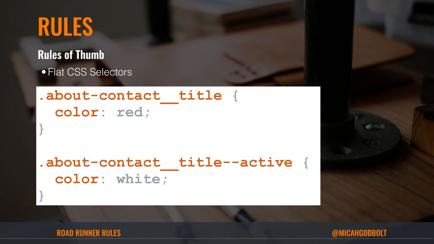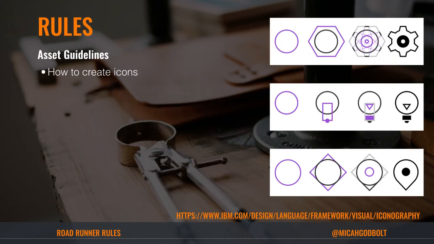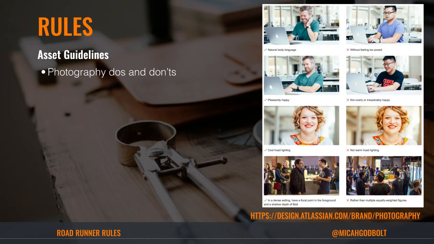Now, there's other types of rules that we might want to bring in, such as asset guidelines, like how do we create our icons? What is the shape? What is the style? What is the feel we're going for? Even inside of our photography, what style of photography are we going to use? What is the pose of the people in the photography? What are the colors?